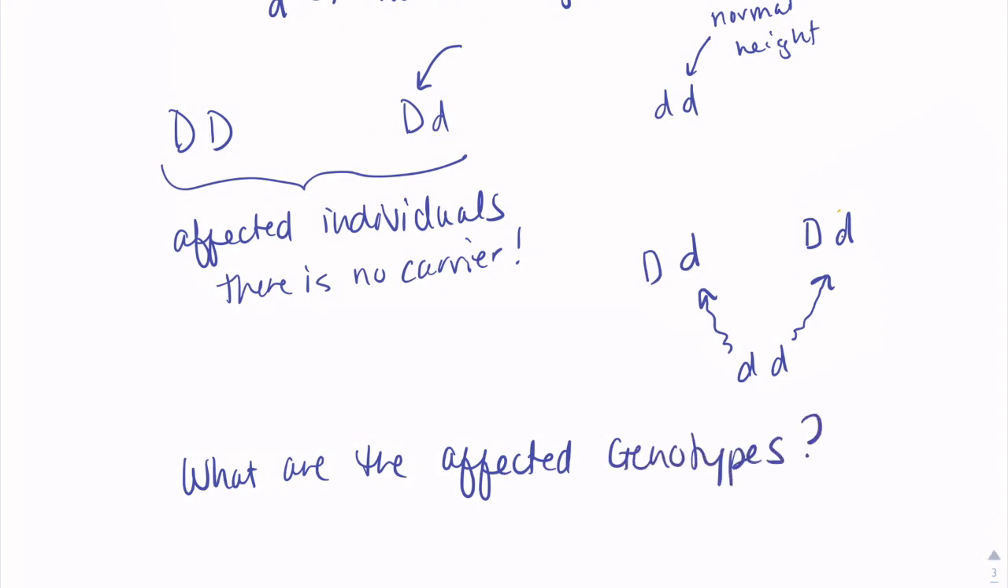Otherwise, it's just simple Mendelian inheritance. If we did this cross here, we've done that before. There's a 3 in 4 chance of their kid having the disorder, and a 1 in 4 chance of their having a kid with normal height.